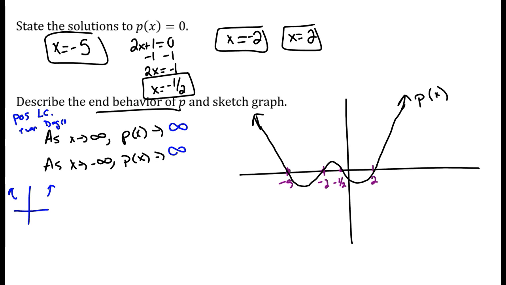So congratulations, we made it to the end of Unit 1. See you in Unit 2.